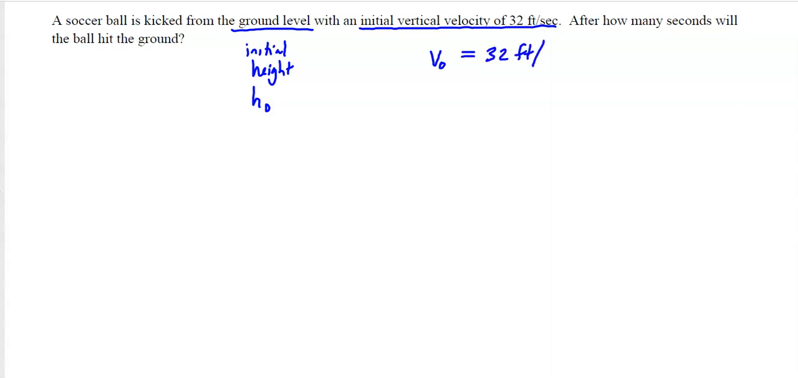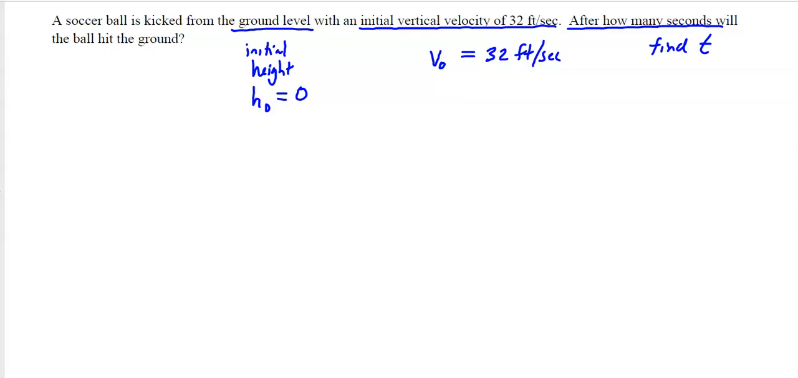Let's try to solve a problem here. It says a soccer ball is kicked from ground level. So this is our initial height, aka h sub 0. Initial velocity of 32 feet per second. So our v naught is 32 feet per second. Our initial height is 0 because we're on the ground. So after how many seconds? So this is basically saying find t, will the ball hit the ground? All right?